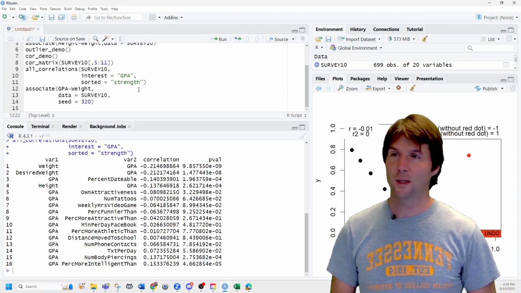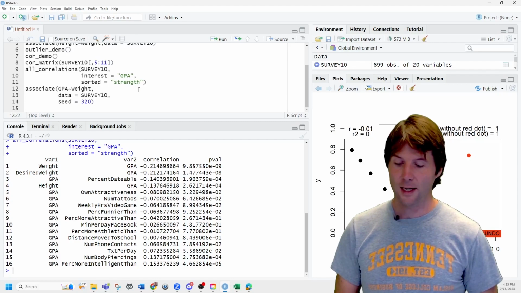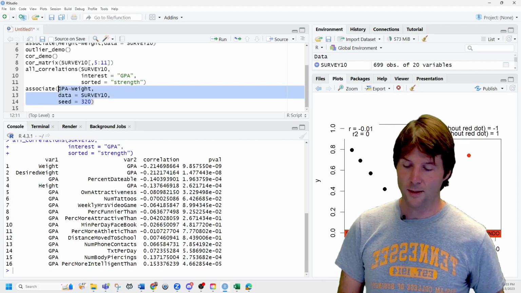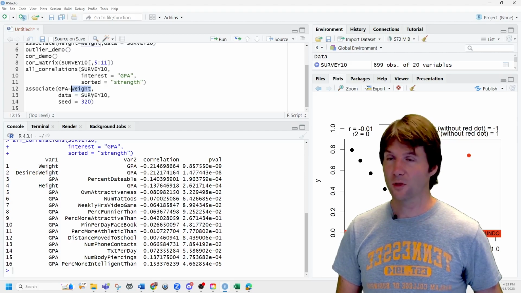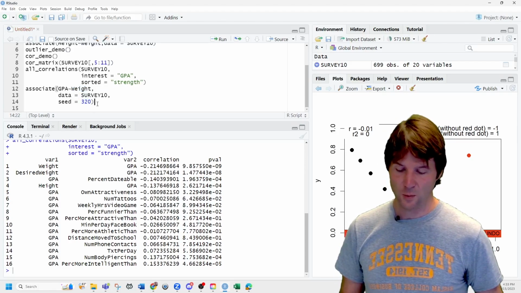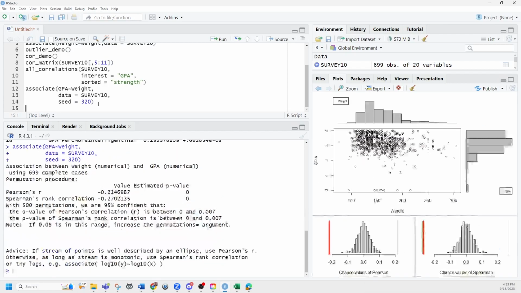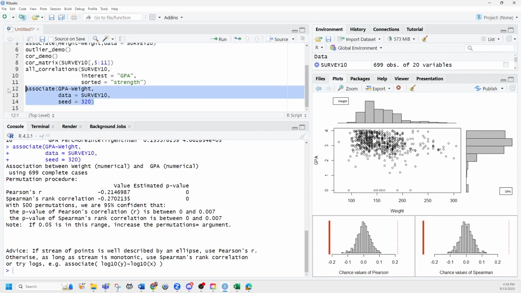So for this last example right here, we have GPA and weight, where GPA is the Y variable of interest, and weight is the X variable, and the data comes from survey 10. We have a seed 320. Now, I want to point this out. When you run seed 320, look at the histogram. It's not changing. That's what a seed does for you, it replicates the randomness.